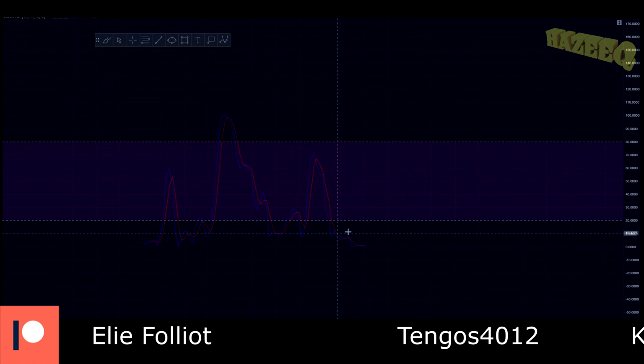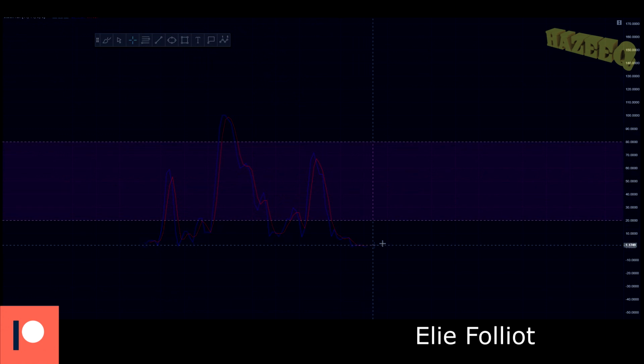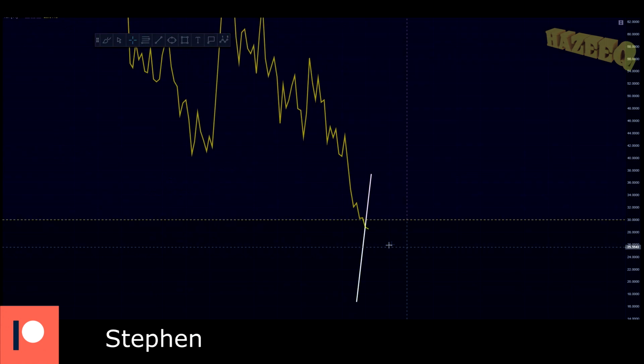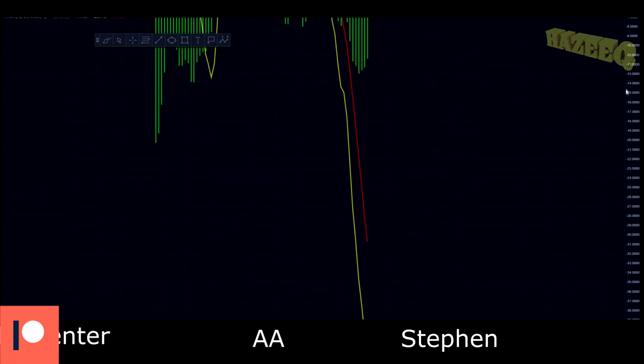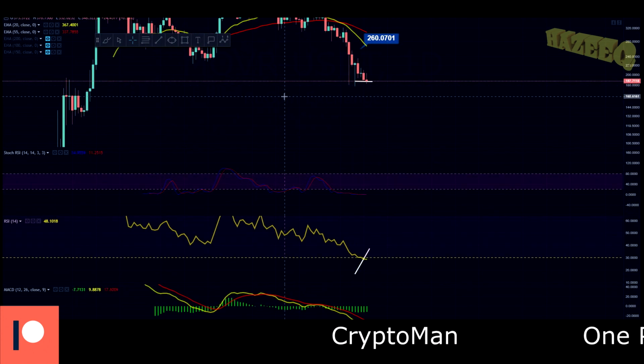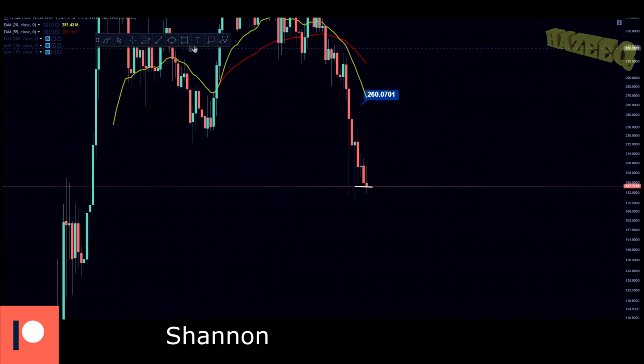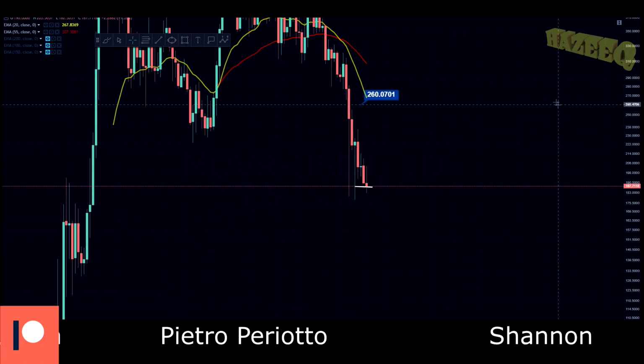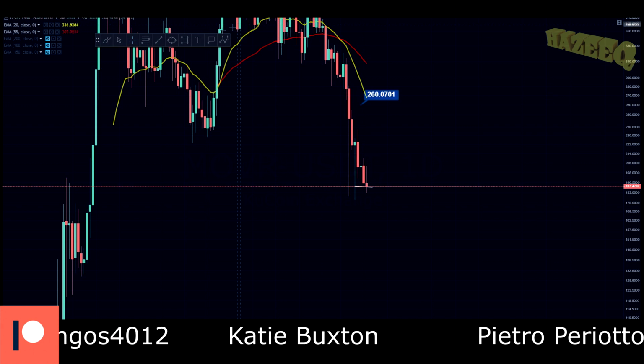Okay, now on the daily stochastic, look at this. It's completely oversold. Great entry points right now. RSI oversold. MACD very overextended to the downside. I do expect a relief rally very soon. And where do I expect that? Potentially, I can tell you where to expect that relief rally.